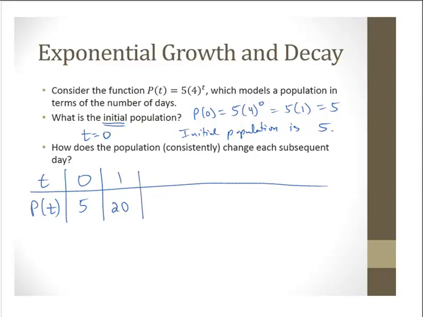And after 2 days, we would have 5 times 16, right? 4 to the second. 5 times 4 to the second, that's 5 times 16, that's 80. After 3 days, we would have 5 times 4 to the third. 4 to the third is 64. And that's 320. Do we want to take it another step?